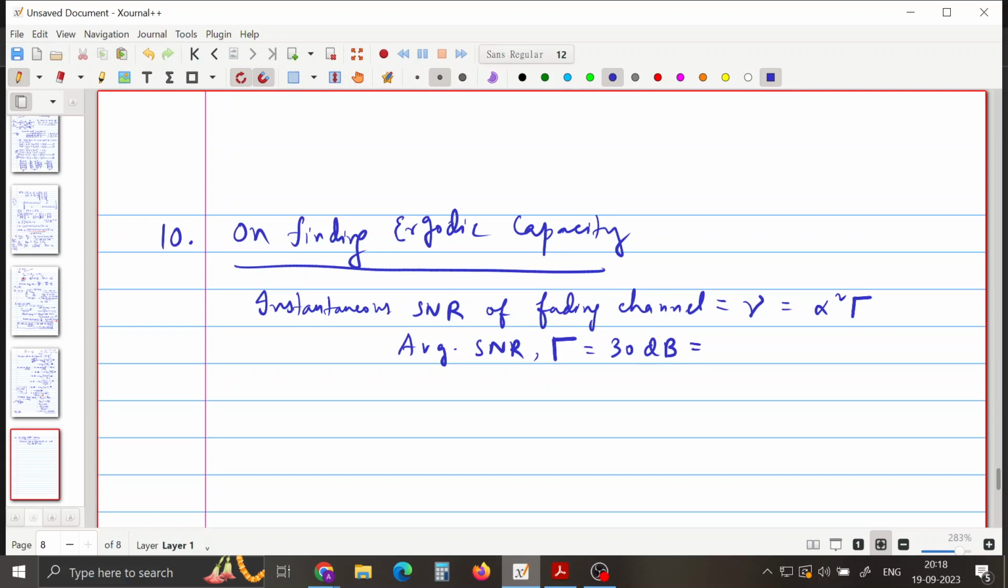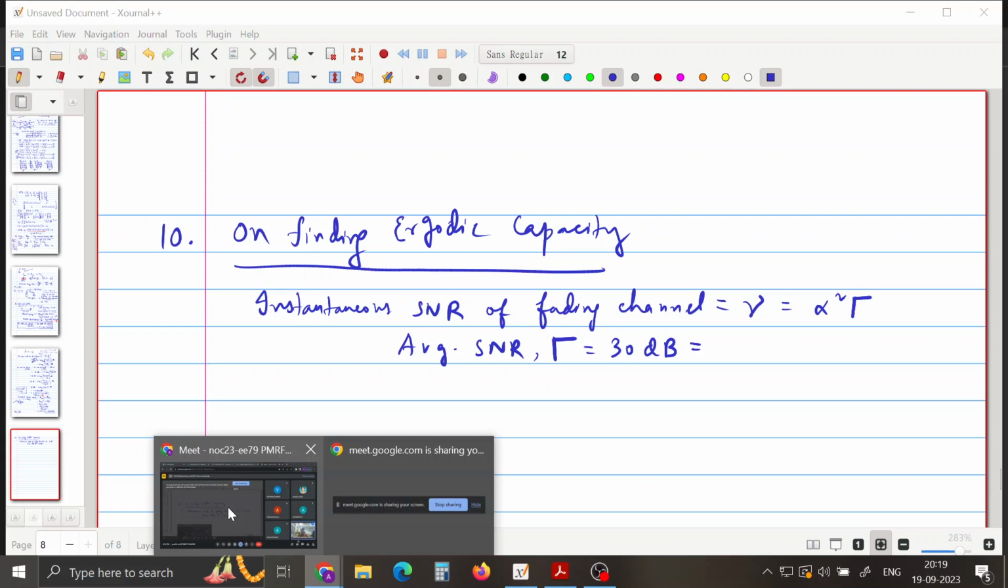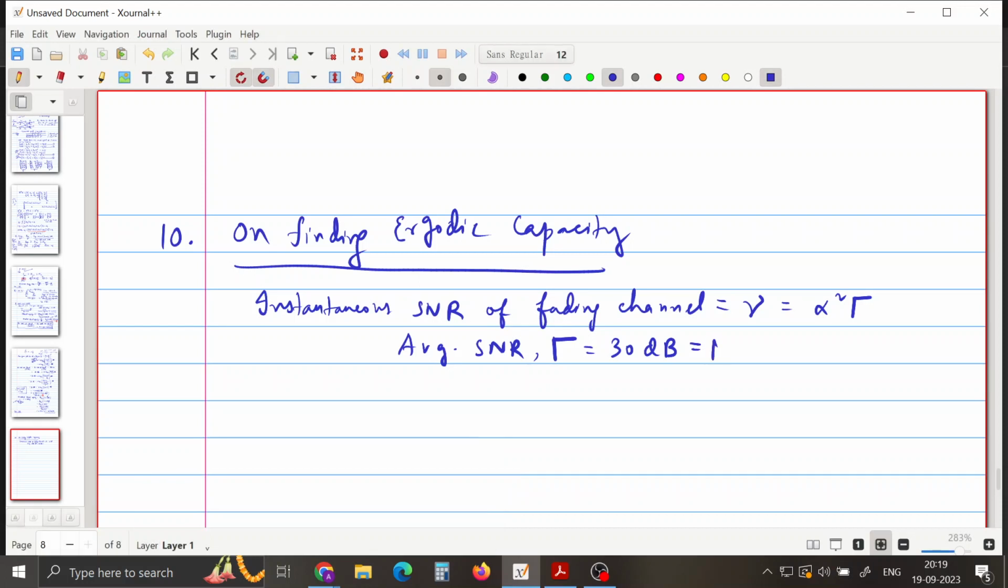and I will convert it from dB to linear because I will need the value in linear scale ultimately for the calculation. So 30 dB is how much in linear scale? 1000. So this is 1000 in linear scale.